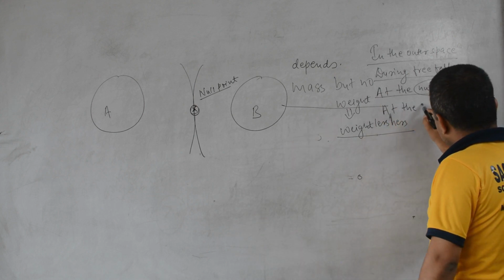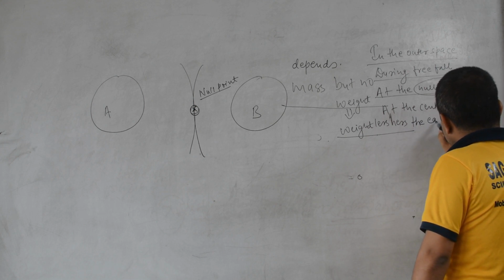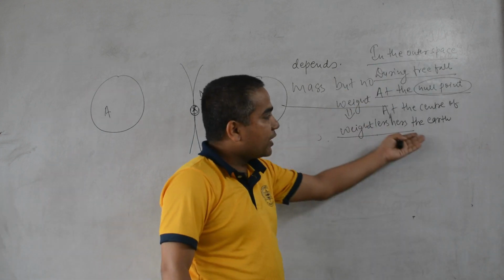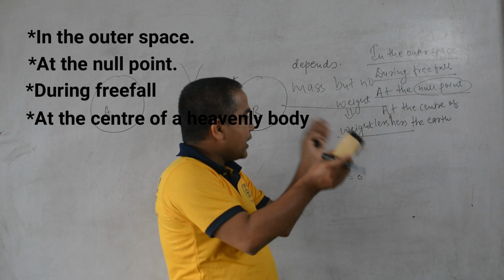So in outer space, during free fall, at the null point, and I have already told you at the center of the earth. So these are the cases in which the weight of a body becomes 0, or we can say a body becomes weightless.